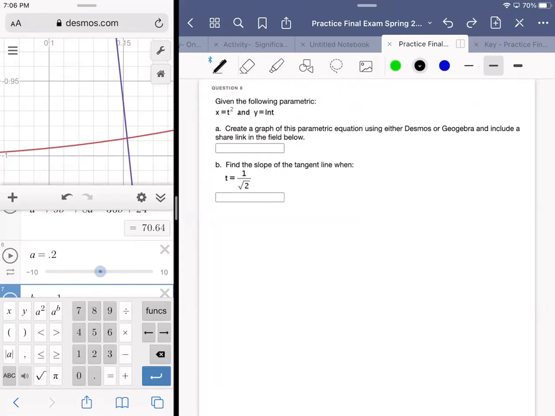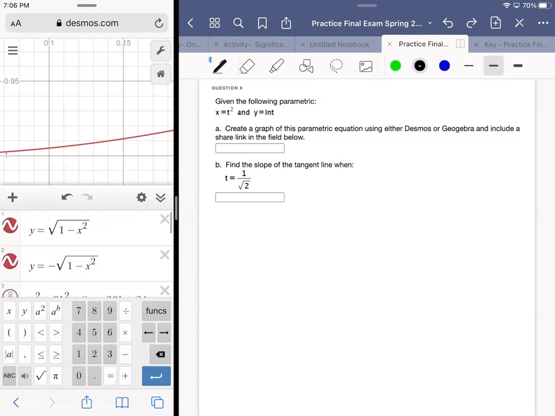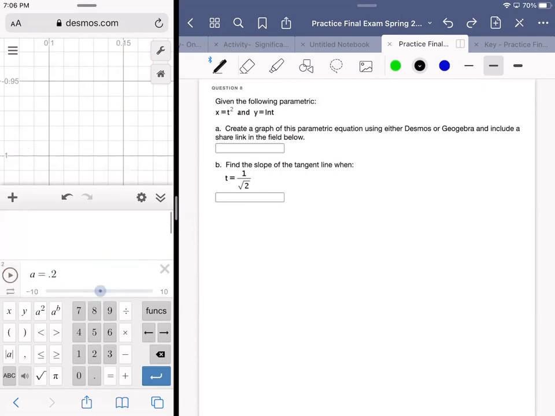Number 8, create or graph the parametric. That is, there's no other way to say it than to say it's a gift from me to you. As long as you know how to graph parametric, you can do it one of two ways, Desmos or Geogebra. We learned how to do it in both platforms.